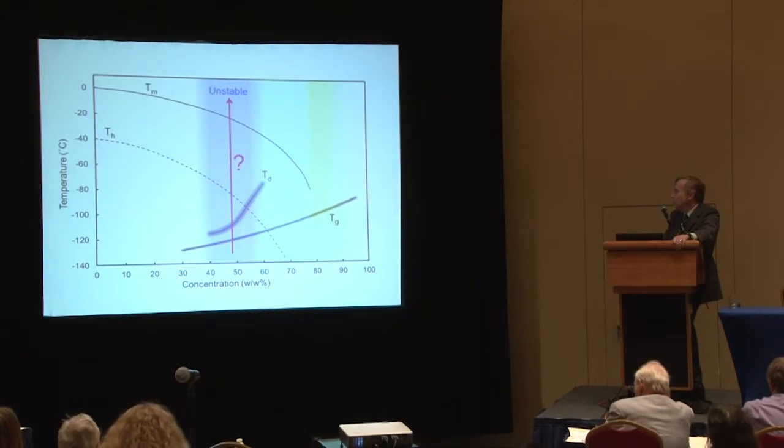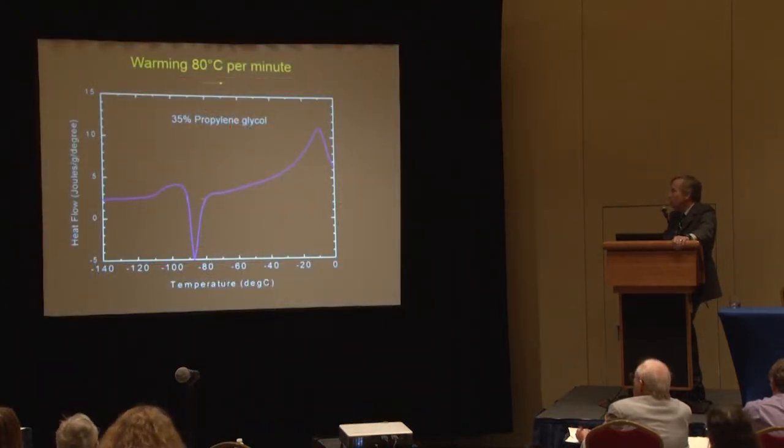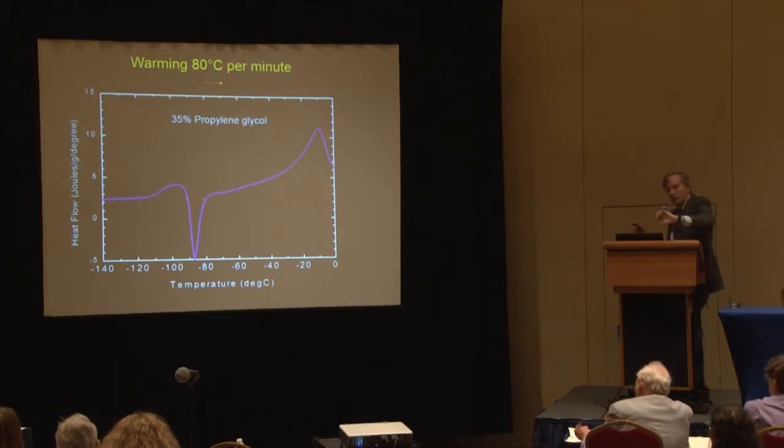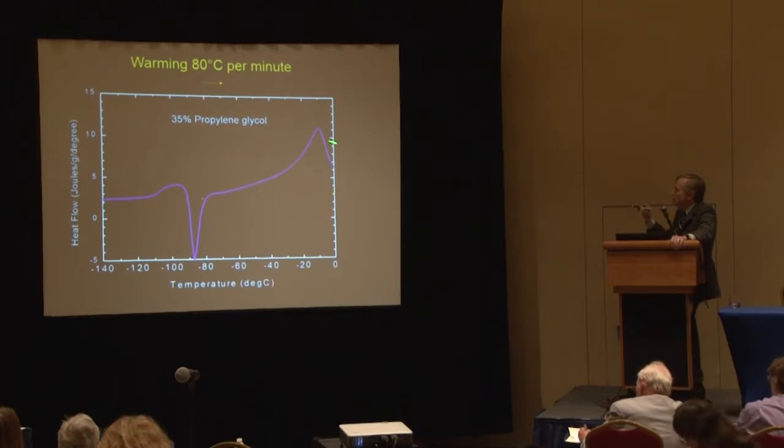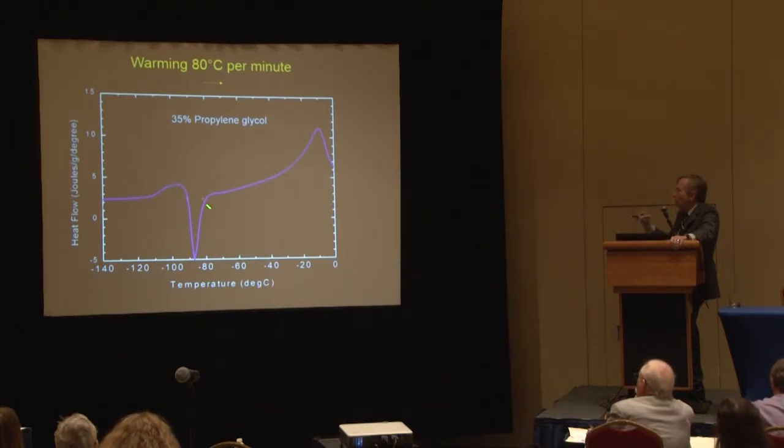Well, what about the unstable zone? Suppose you've vitrified a relatively dilute solution. How can you rewarm that? It turns out that you've got a real problem with rewarming solutions in the unstable zone of the phase diagram. This is a DSC plot of a 35% propylene glycol solution during rewarming. And you can see that almost immediately as you pass through the glass transition temperature, you've got WOMP, this gigantic freezing exotherm, which is devitrification.